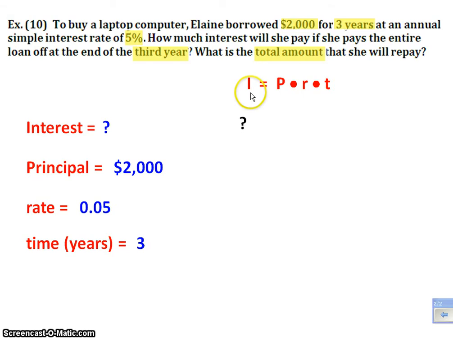Let's start filling in our equation. Interest is what we don't know, will equal, principal would be $2,000. I'm going to multiply that by the rate of 0.05. We need to multiply that by time, and the time is 3 years. Please calculate this and write down your answer for the interest.